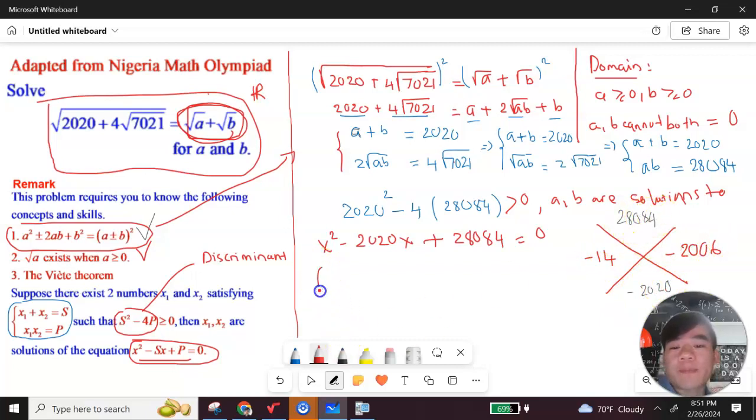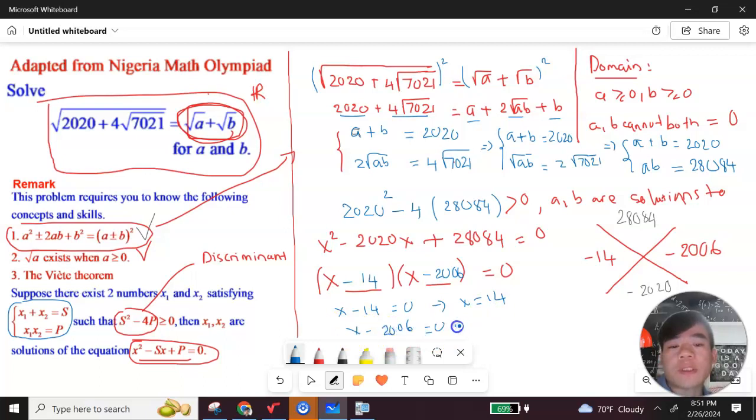Okay, so we have this one as S minus, length equal 0. What we need to do is fill in the blanks with these numbers. So S minus 14, S minus 2006, equal 0. Now this is the zero product property: S minus 14 equal 0, and you solve it, S equals 14. Now S minus 2006 equal 0, and then S equals 2006.